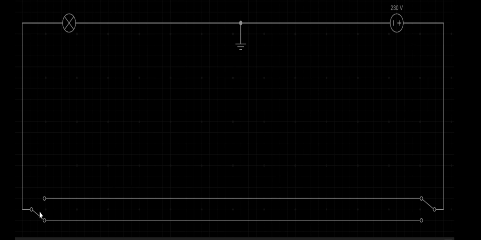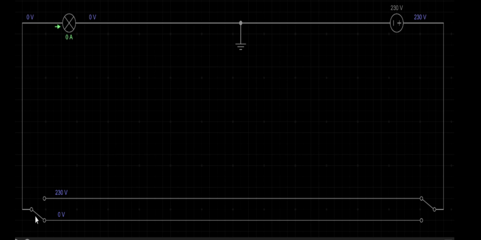The common terminal of switch 1 is connected to the bulb and the common terminal of switch 2 is connected to the plus terminal of the voltage source. While the other two terminals of the switches are connected to each other in the same position. Let's run the simulation and see the results.